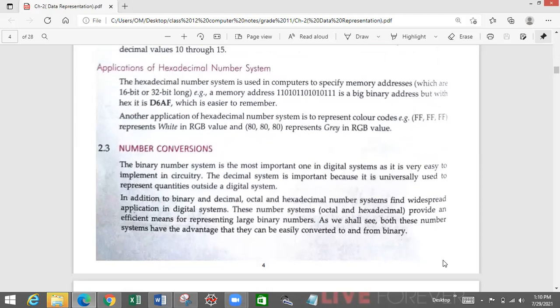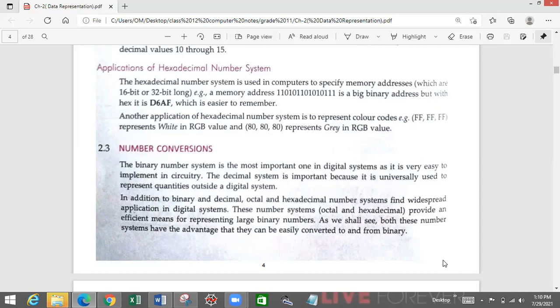Now what is the application of hexadecimal numbers or even octal numbers? Basically, when you see the computer, everything is binary, and we use the hexadecimal number system in computers to specify memory addresses, because memory addresses are generally 16-bit or 32-bit long. And if we keep on writing a 32-bit or 16-bit number, it's a very tedious task, writing 16 or 32 1s and 0s in sequence. Compared to that, you need a 4-bit group to represent one hexadecimal digit. One hexadecimal digit can be represented using 4 bits of binary.